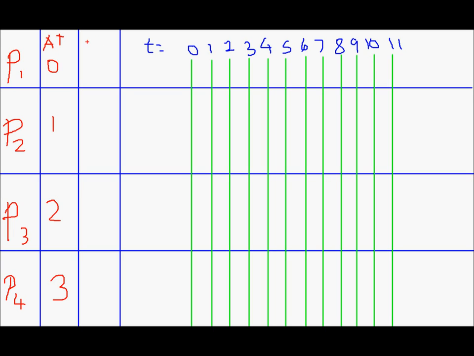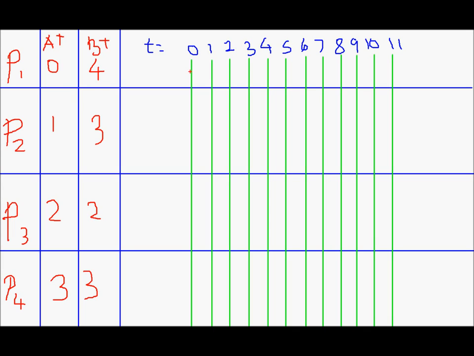The next thing we need is the burst time. Burst time is the amount of time required by a process to complete execution. Let's assume that it is 4 for P1, 3 for P2, 2 for P3 and 3 for P4. We are assuming that our processor is capable of running just a single process at a time. So only one process will be allocated the CPU's time at any instant.